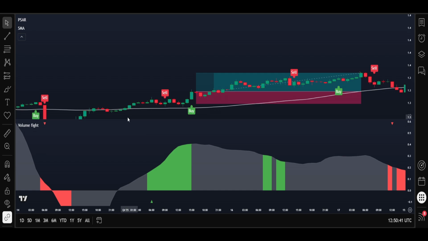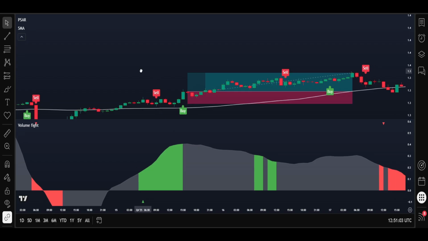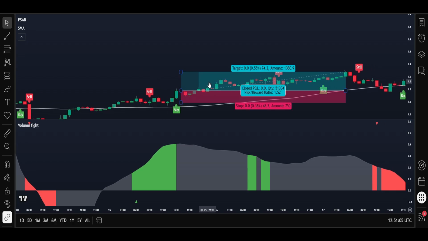Long setup checklist. 1. Trend filter. Price is above the 60 MA. 2. Volume gate. Volume Fight shows green dominance and the histogram is above zero and the zone is not gray. 3. Trigger. Parabolic SAR prints a buy label on the signal candle. All three must be true at the close. If any one is missing, we do nothing.